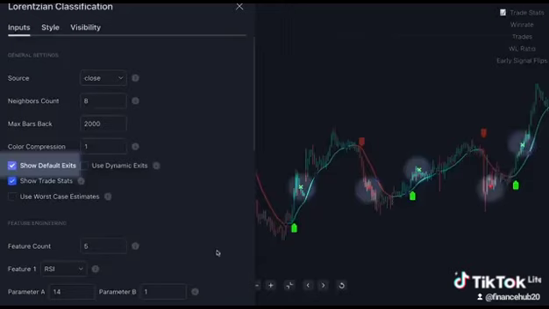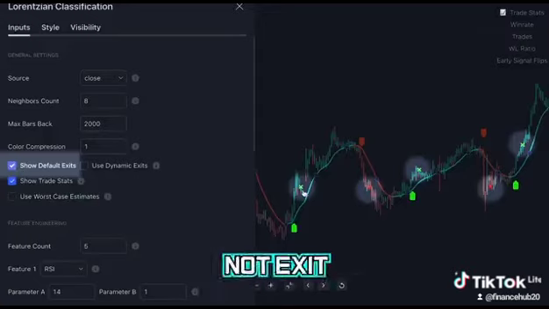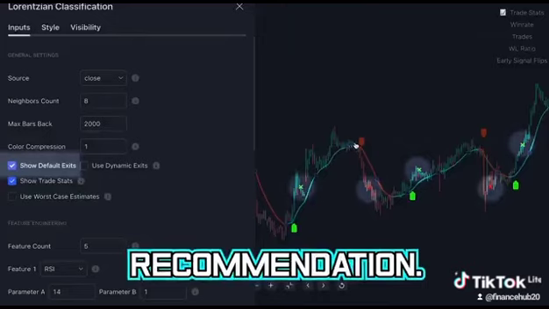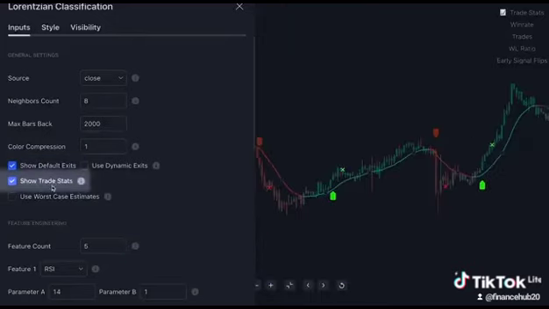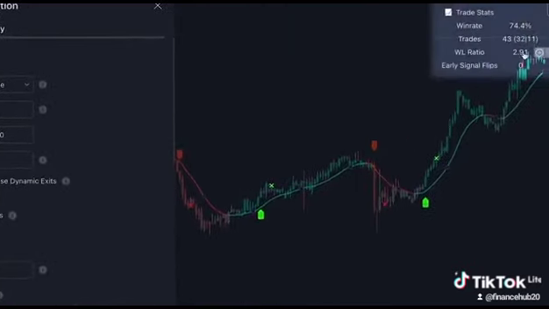Or you can keep it enabled just to see when the indicator thinks it is a good time to exit, so you have more confluence in your analysis, but we will not exit our positions on this recommendation. The Show Trade Stats provides an estimate of the current win rate based on the current settings being used by the indicator. As you can see at the moment, this indicator has a win rate above 70%.